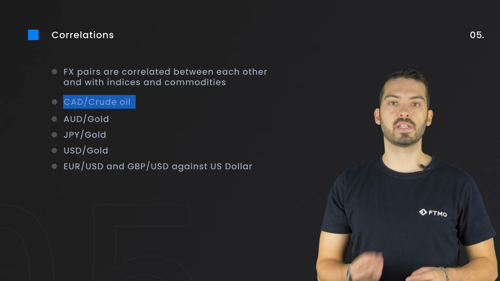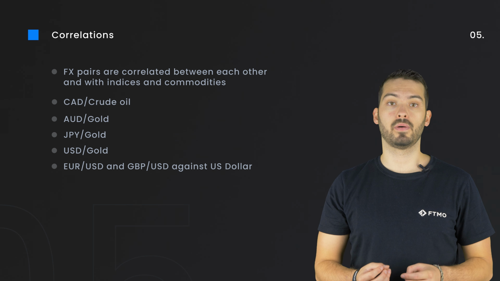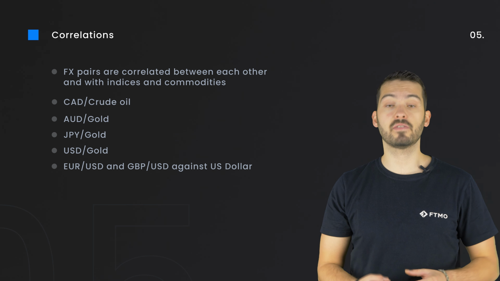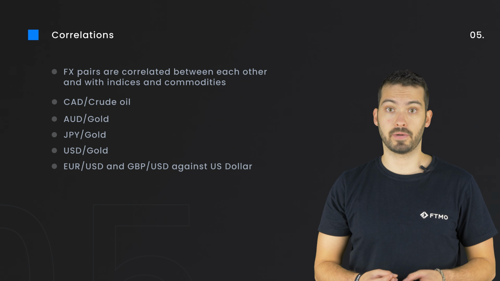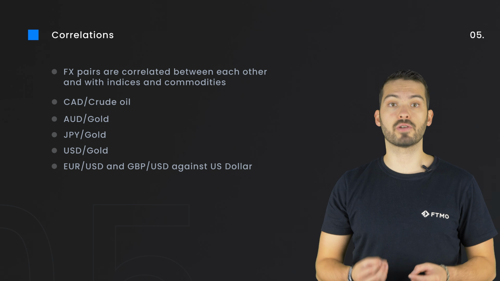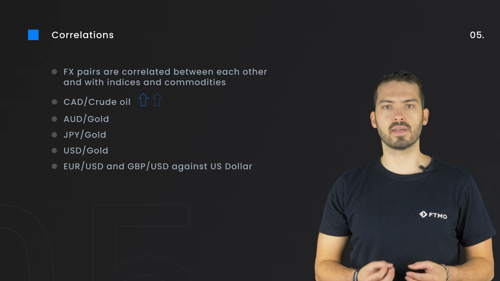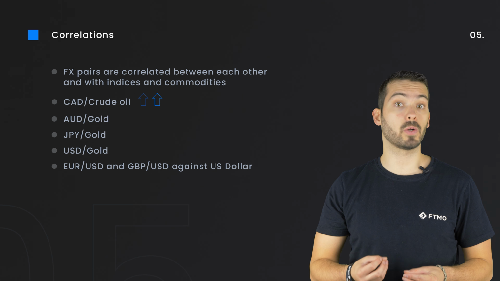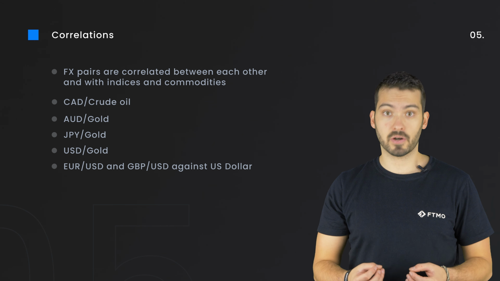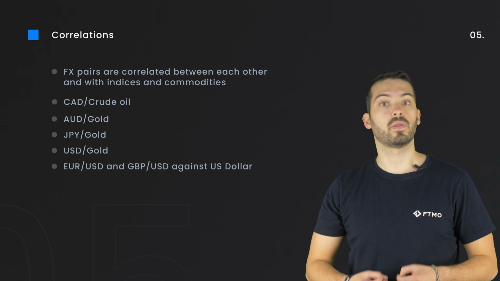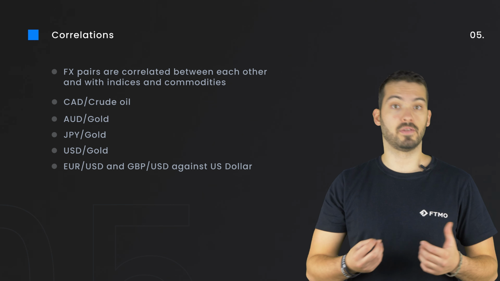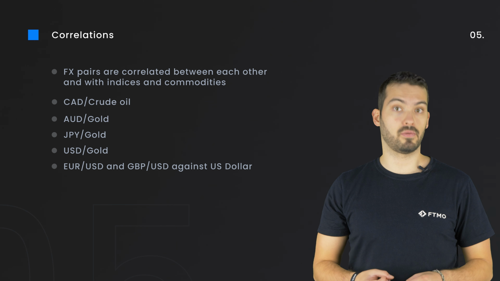The Canadian dollar is positively correlated with crude oil. It is because Canada is a significant oil producer and exporter. That means that an increase in oil prices usually means an increase in the Canadian dollar value as well. Transfer this to trading Forex: when prices of oil go up, USD-CAD goes down.